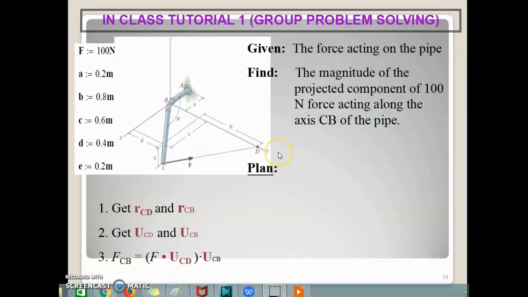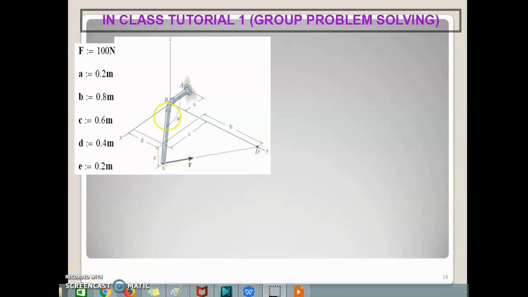Okay, now let's do another example. So if you have a pipe like this, and then a force acting in this direction. This time it is given that the pipe is a distance, and then the force, so you have distance and force. There are two vectors basically.